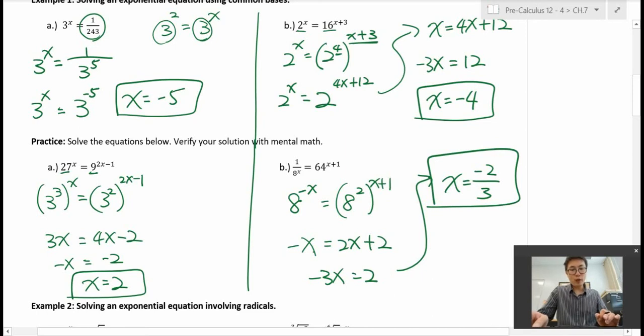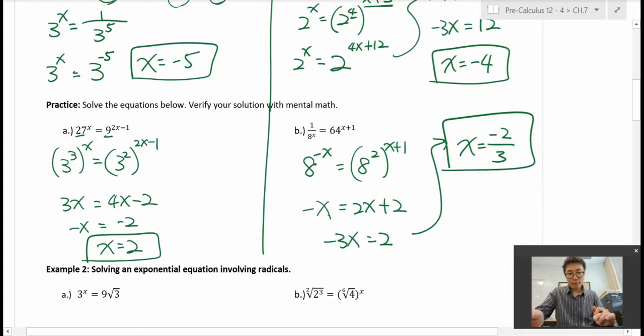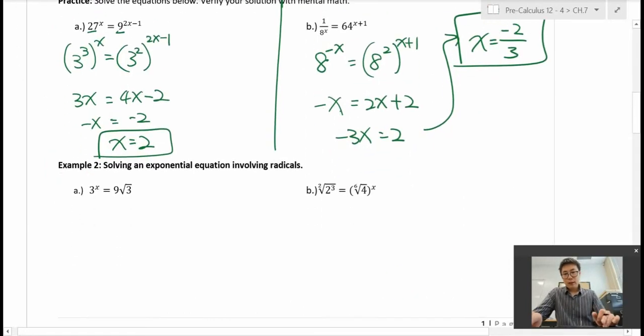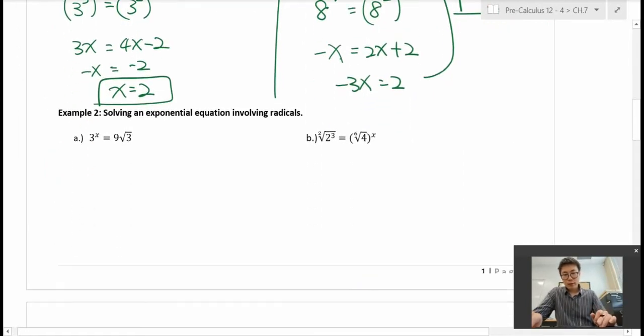Okay, hopefully that's what you got for both of these answers. You can definitely verify your solution by plugging the x values, the ones you solved, back into the original equation and see whether they are equal to each other or not, right? So you can always check. All right. So those are the basic examples using the simple exponential or power rules, the exponent laws, sorry.